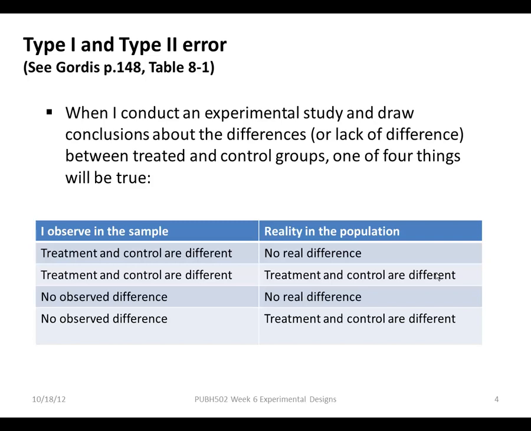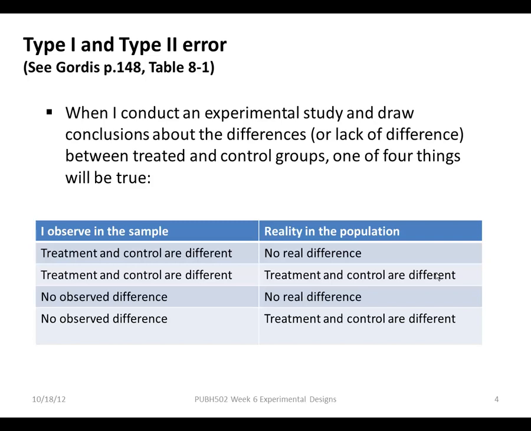So you might want to check out Gordis on page 148. There's a nice table that talks about type 1 and type 2 error. I will confess, as a practicing epidemiologist, that I always have to go back to the book and look and see which one is which. So it's nice to have a good table in Gordis that you can copy and staple to your forehead.